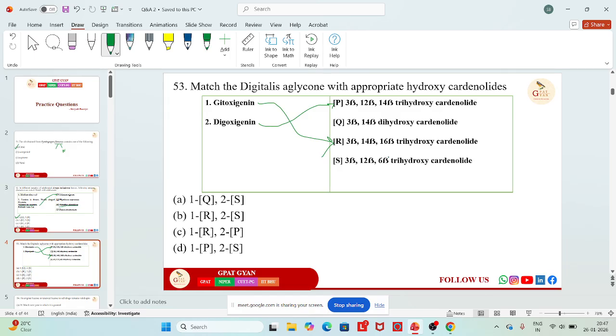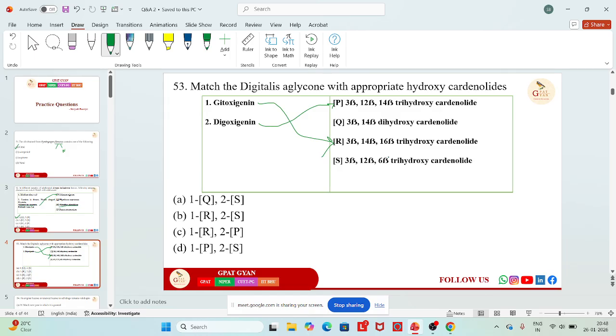So it is digitoxigenin, gitoxigenin, digoxigenin, diginatigenin and gitaloxigenin. I am repeating, please check your note. That is dihydroxy for 3 beta and 14 beta for the digitoxigenin. For the gitoxigenin, it is a trihydroxy ring system with 3 beta, 14 beta and 16 beta position hydroxyl groups.